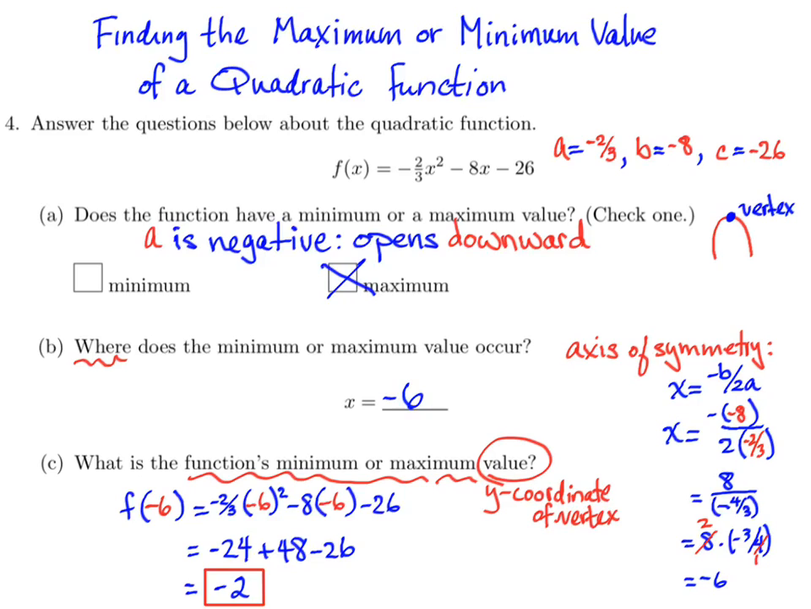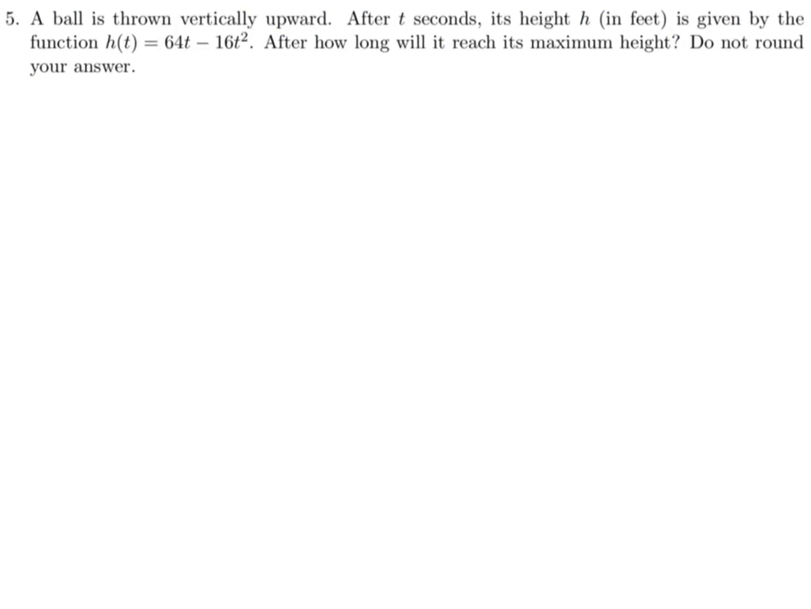All right, let's do some word problems. So number 5 says, a ball is thrown vertically upward. After t seconds, its height h in feet is given by the function h of t equals 64t minus 16t squared. And the question is, after how long will it reach its maximum height?